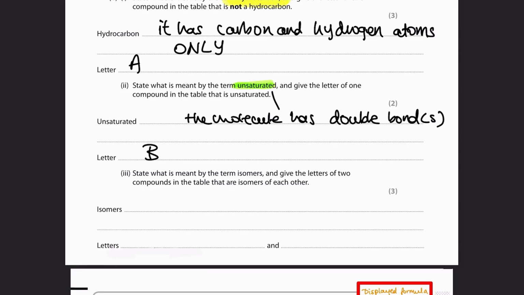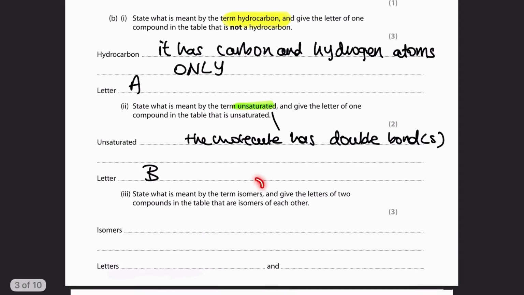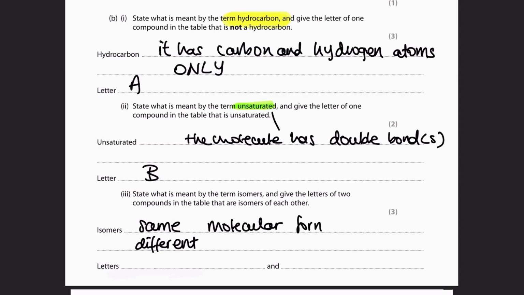So that is unsaturated. And then lastly, it says, state what is meant by the term isomer and give the letters of 2 compounds that are isomers of each other. So isomers, always, you just write same and then different. That's how you revise, okay? So same what? Same molecular formula. And what is different? The displayed formula, isn't it? The displayed formula, because the way the bonds are arranged is different.